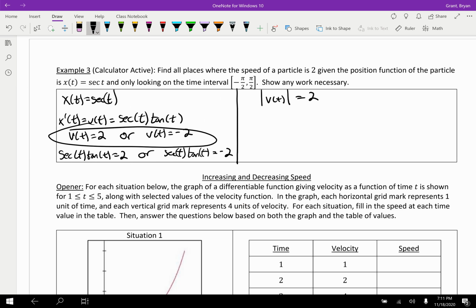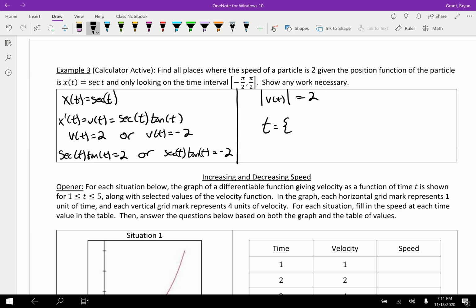But because this is calculator active, there's very little work we need to show. So what I'm going to do here is say the absolute value of v of t equals 2, and then go straight to the answer and say, here are the answers. They're not going to question how you found them. They need to see the setup and the answer. How you found them has nothing to do with calculus. How you found them in this case has to do with your calculator.